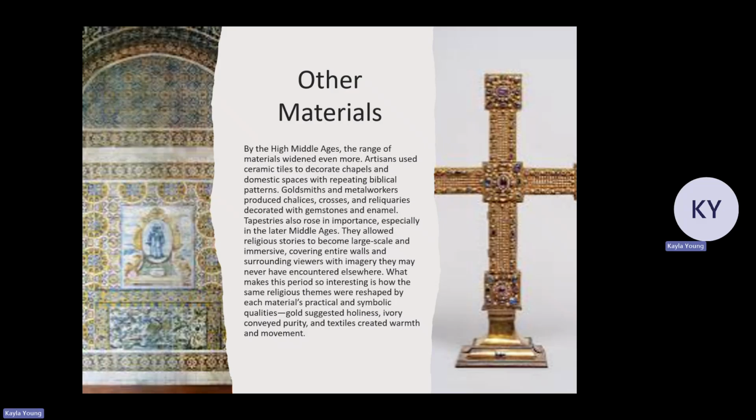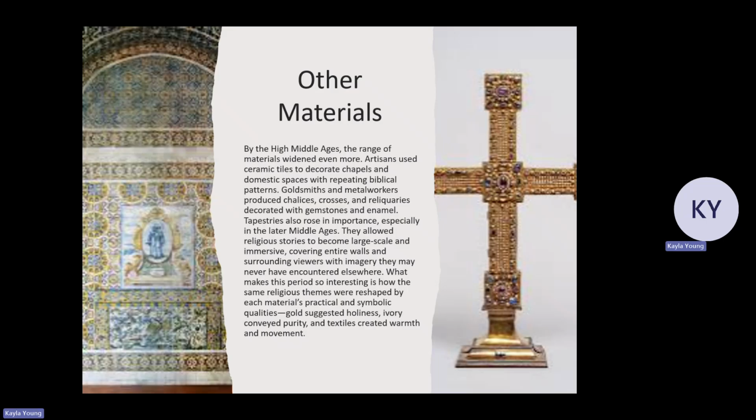By the High Middle Ages, the range of materials expanded a lot. Artists started using ceramic tiles to decorate chapels and homes with repeating biblical scenes, almost like wallpaper, but with religious meaning. Goldsmiths and metalworkers were also creating things like chalices and crosses decorated with enamel and gemstones, and tapestries became huge, literally. They were giant cloth panels that covered walls and told religious stories in a really immersive way.